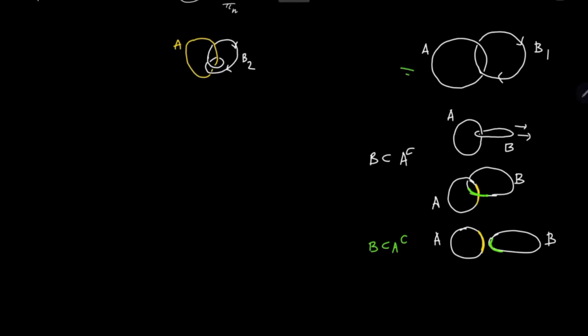and for each positive integer n, we get an oriented circle Bn. In fact, not just a positive integer n, it's for each integer n. So the way you get a negative B, let's say B minus 1, is you reverse the direction. So B minus 1 is nothing special, it is just this.